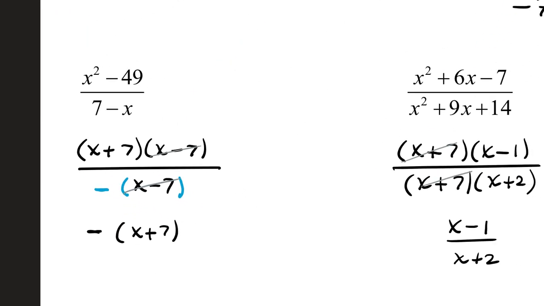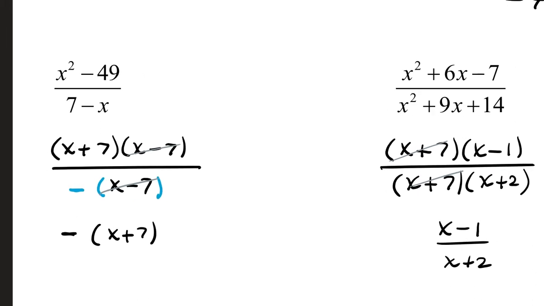Our next example, we have x squared minus 49 over 7 minus x. This is going to be very similar to the one we just did. X squared minus 49 is a difference of 2 squares. Take the square root of x squared, you get x's. Take the square root of 49, you get 7's. Alternate with a plus and a minus sign.